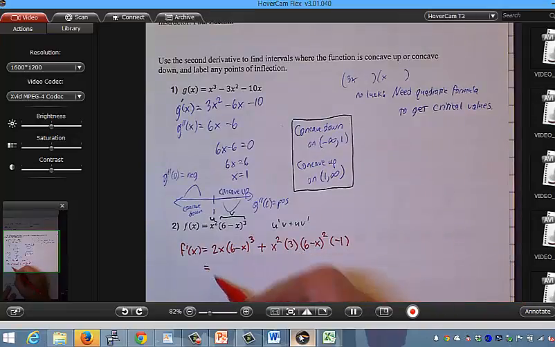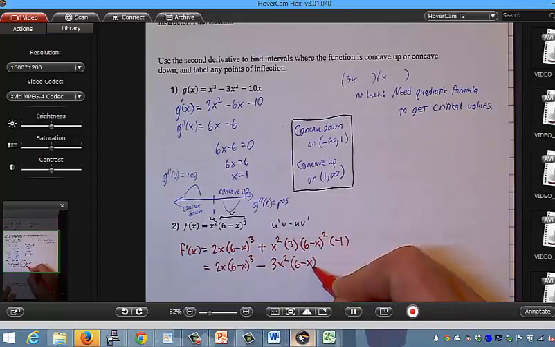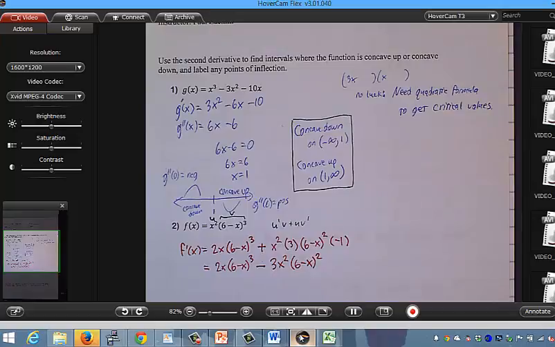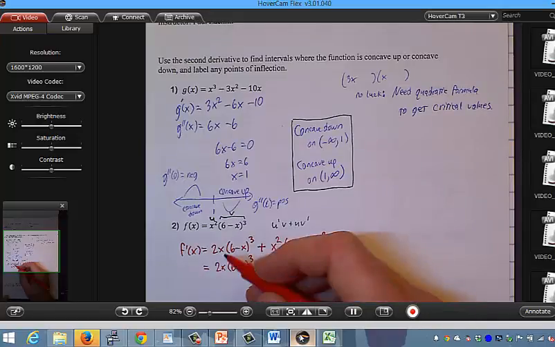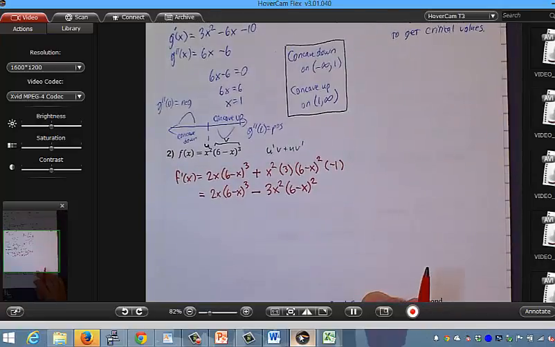So what does this equal? Let's simplify it. Well, it's 2x times 6 minus x cubed. And then here, are you guys okay if I write minus 3x squared times 6 minus x squared? Does that make sense? Because I have the negative 1, I have the 3x squared. Okay. This okay? I still want to continue to simplify this first derivative before I go taking another one. Okay? I mean, some of you may have now taken the derivative of that. But I want to go ahead and simplify a little bit more and see if it helps.